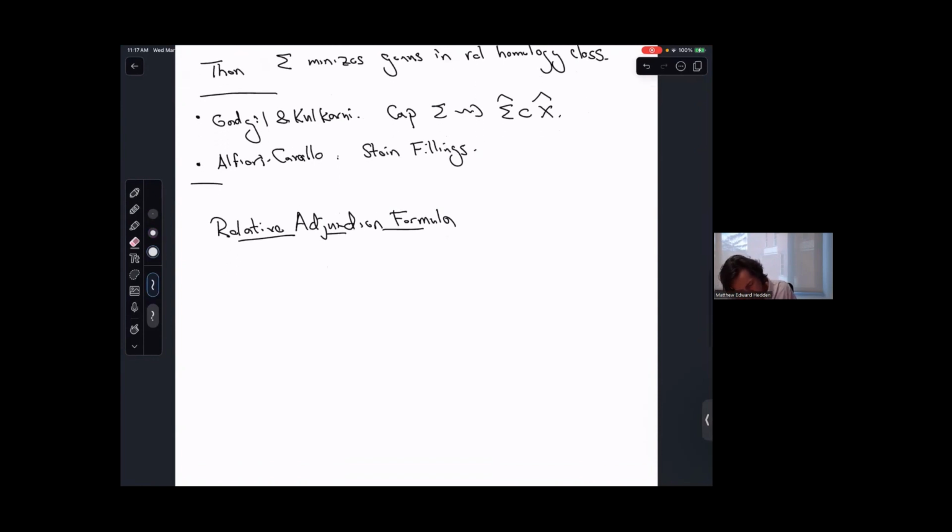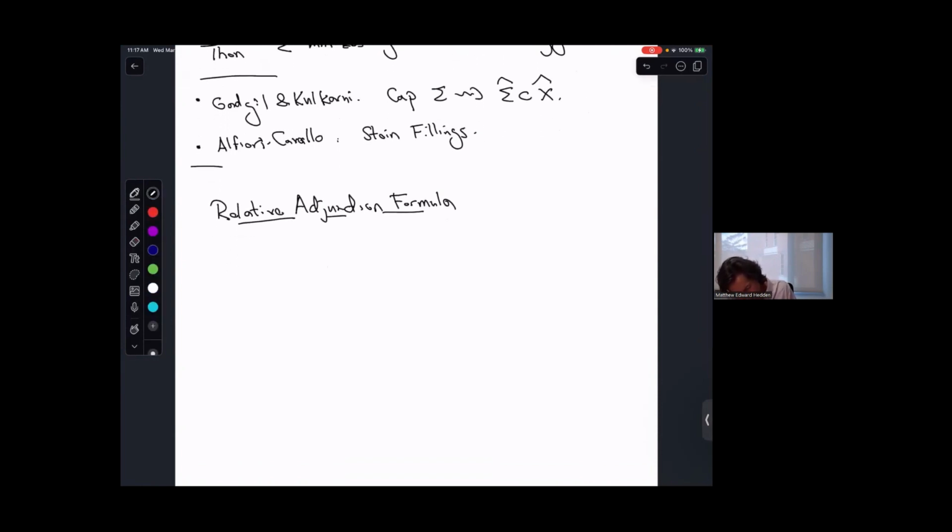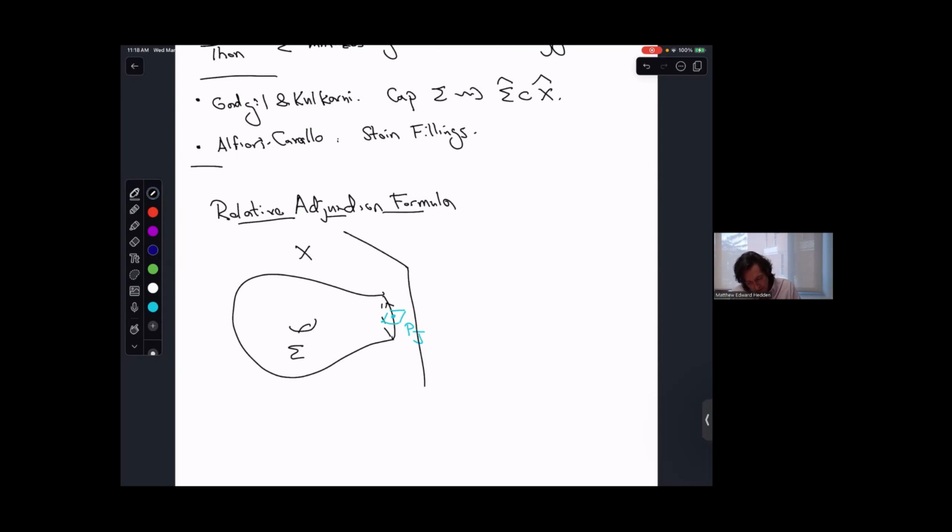So how would this work? Well, the picture I have in mind is I have this four manifold with boundary X. Sitting inside here, I have some surface, and its boundary is transverse to the plane field on the boundary. So at every point in the boundary, I have this unique complex line, and the tangent to sigma is transverse to that plane field. Now, the boundary of sigma is lying inside of a three manifold.